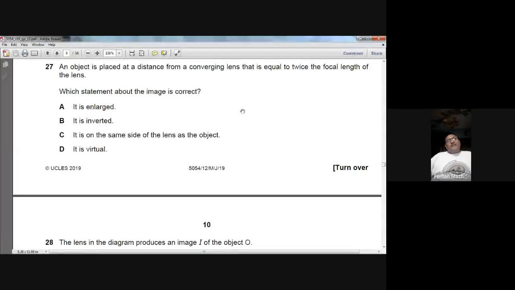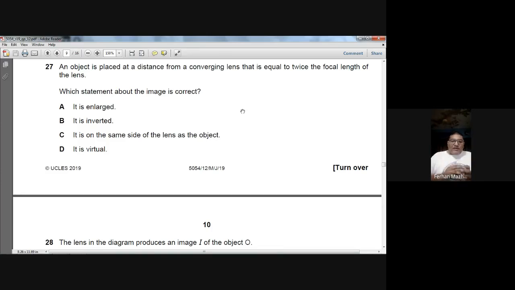Question number 27. An object is placed at a distance from a converging lens that is equal to twice the focal length of the lens. Which statement about the image is correct? You know, 2 focal length means 2f.